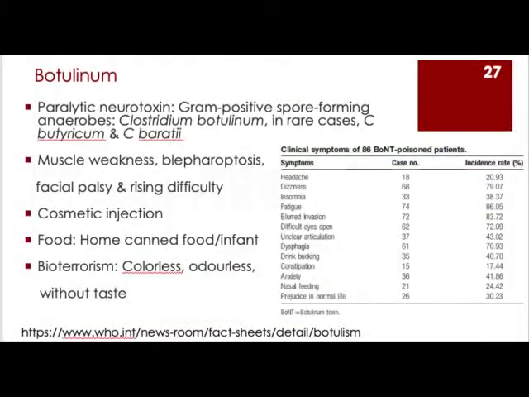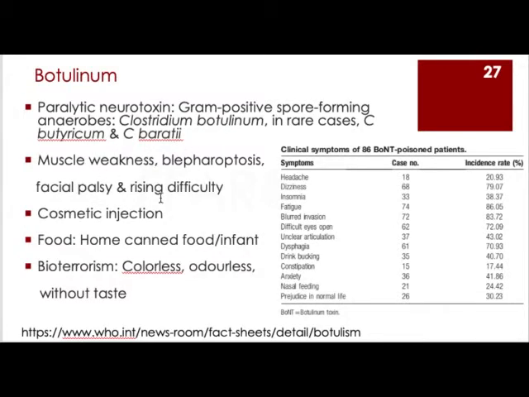Right, so we move on to the next one, which is botulinum. Again, it's a neurotoxin, and it also causes paralysis. It mainly acts on the acetylcholine system. It's mainly due to this bacteria, an anaerobe, a gram-positive spore-forming anaerobe, Clostridium botulinum. Again, it causes paralysis, so there's muscle weakness and so on.